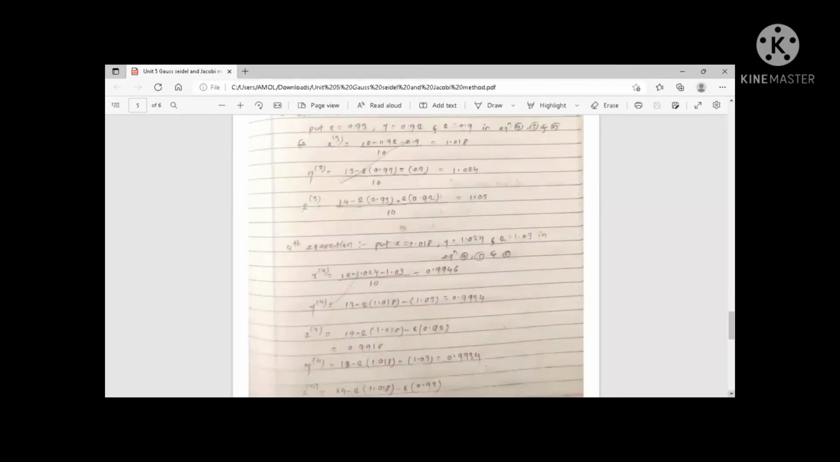Now, while going to the fourth iteration, use the previous iteration values as initial values. Means in the third iteration, the values of x, y, z are 1.018, 1.024, and 1.03. Use these values as the initial values for the fourth iteration. Put all the values of x, y, z in equations 4, 5, and 6, so that you will get the values in the next iteration. X is equal to 0.9946, y is 0.9934, z is 0.9916.